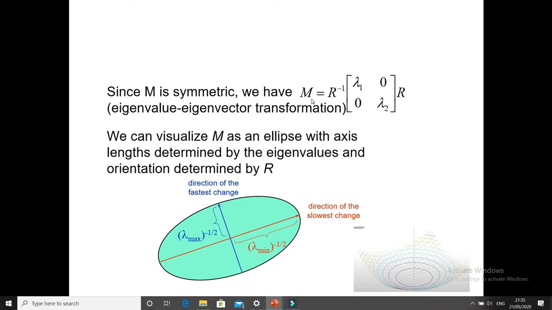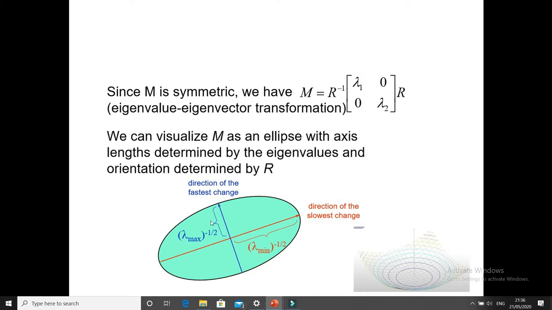So what I'm going to say is that here we have an ellipse with the constant E, that is, constant error. Lambda 1 and lambda 2 will determine the axis lengths of this ellipse with constant E, or constant errors. For places where it has a very narrow ellipse, E changes very quickly, like at this narrow point. This is the direction of fastest change.